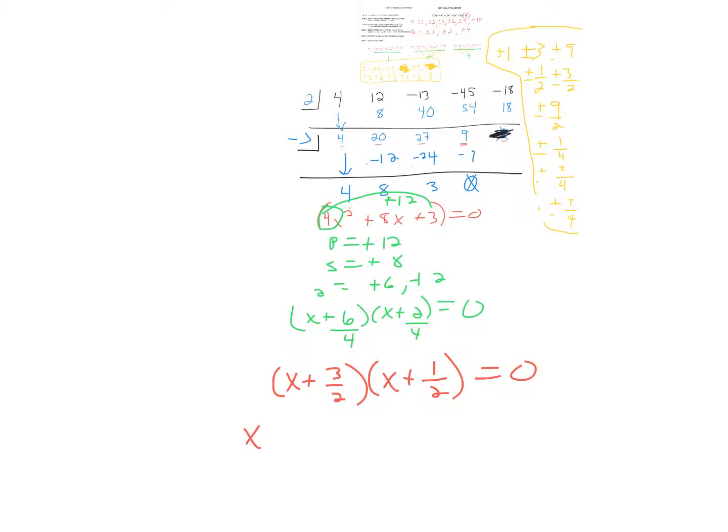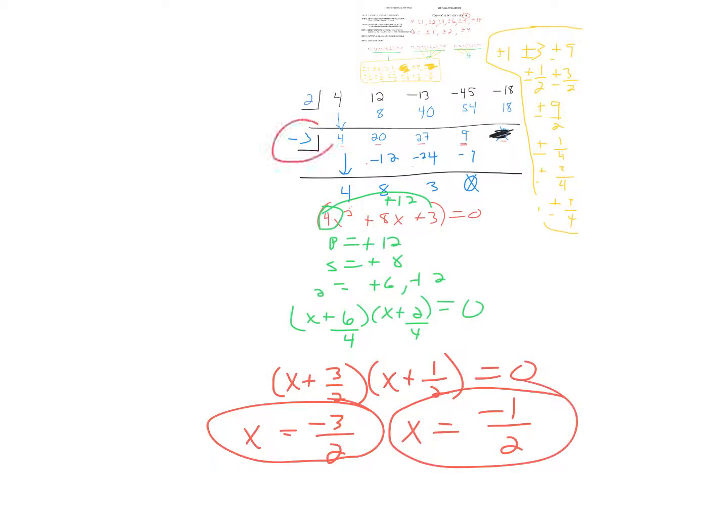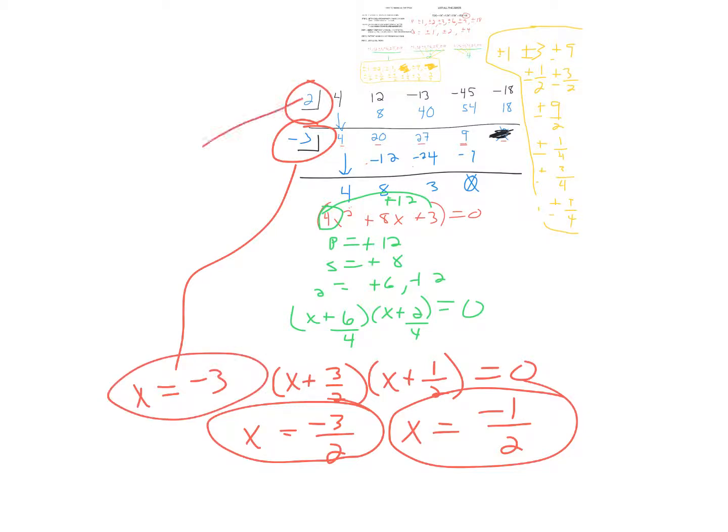So x is going to equal negative 3 halves. X is going to equal negative 1 half. And then I drag these answers down. X also equals negative 3. X also equals positive 2. See? That wasn't too bad.